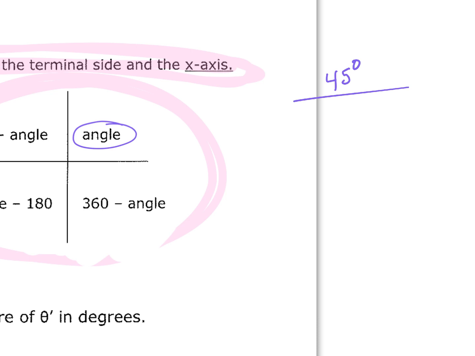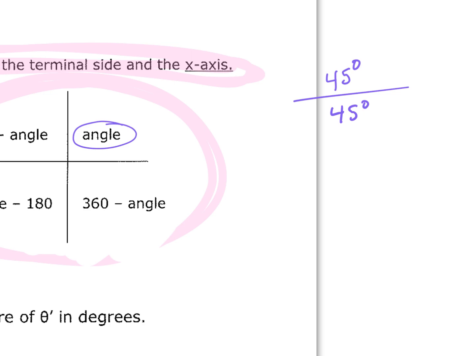So some of the homework questions tonight, they're going to give you an angle and then say, figure out what the 45 degree reference angles are in each quadrant. So that's what we're going to do. So obviously in quadrant 1, the 45 degree reference angle is going to be 45.